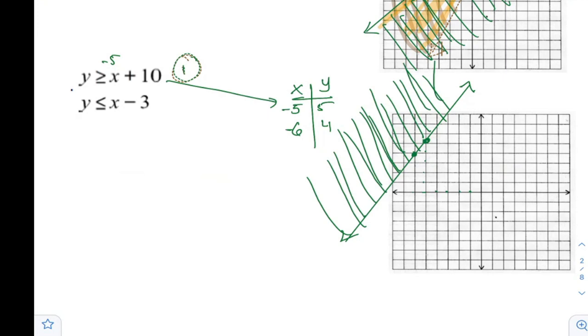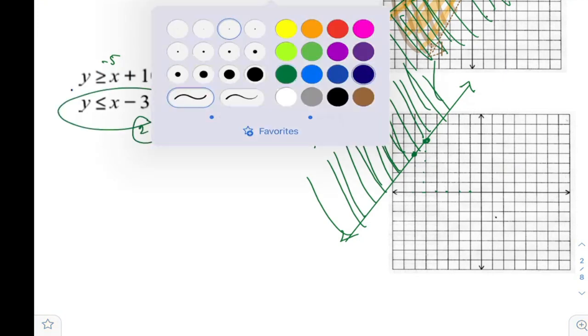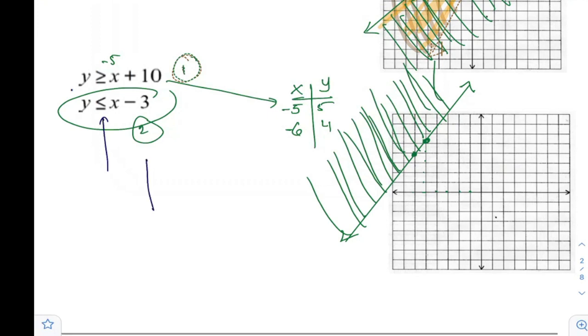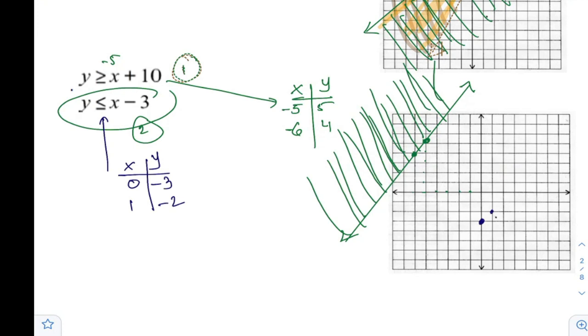Okay. Moving to the second one. Let's take a table. If you assume x is 0, 0 minus 3, minus 3. If you assume x is 1, 1 minus 3, minus 2. 0, minus 3 is here. 1 and minus 2 is there. It is a solid line. And this will be my line.